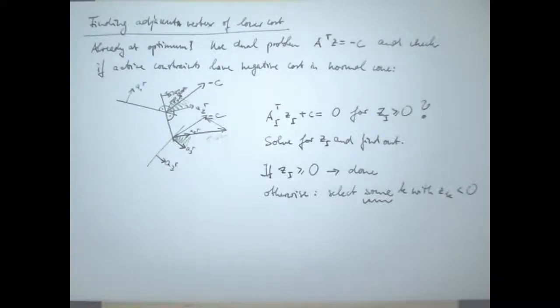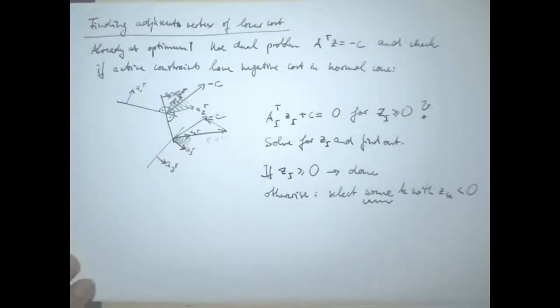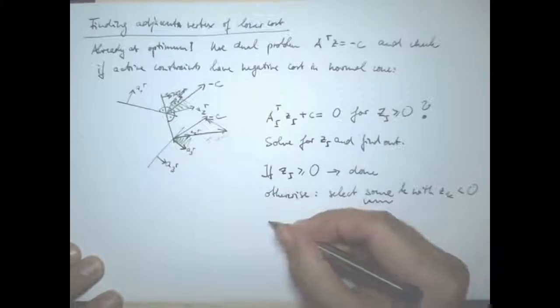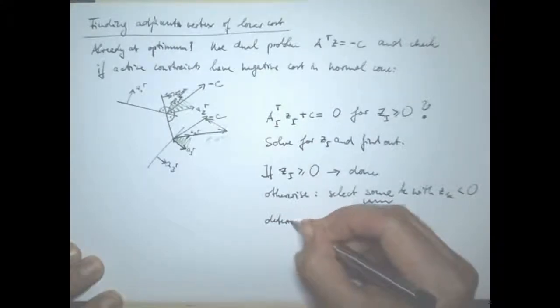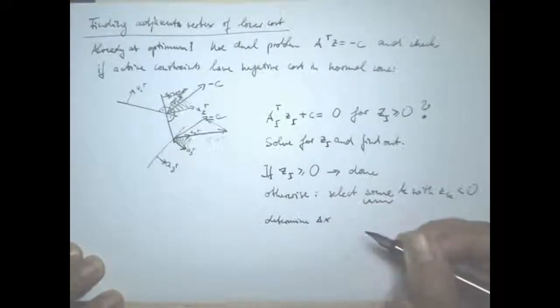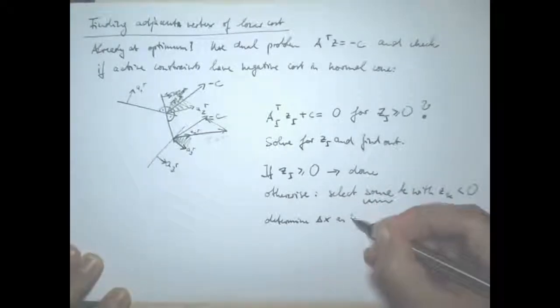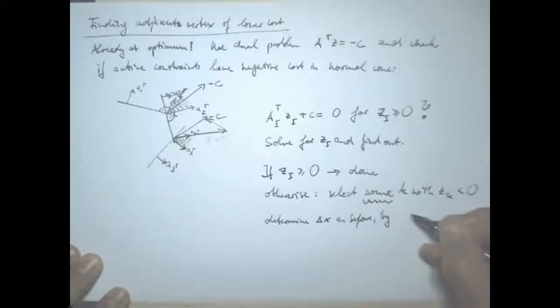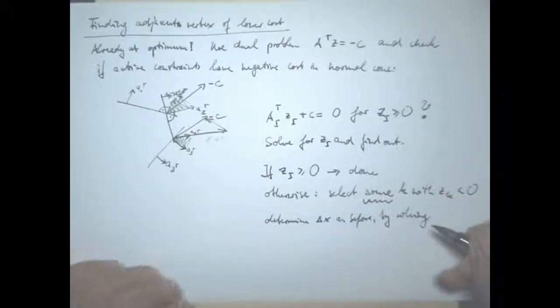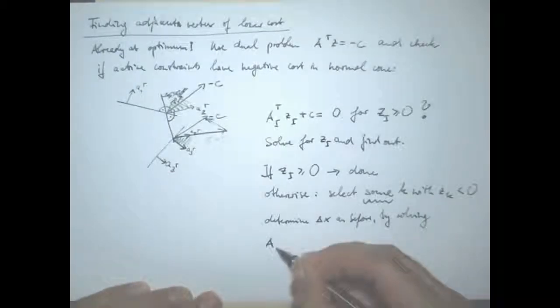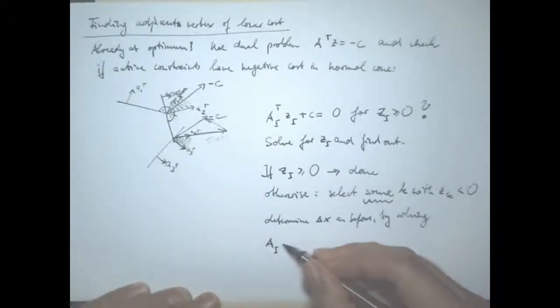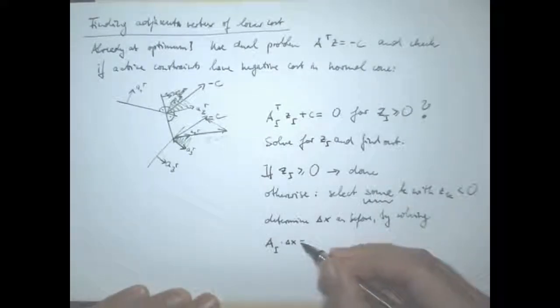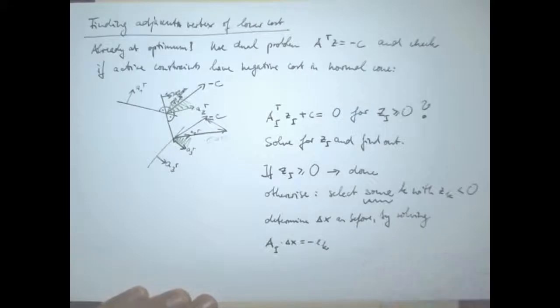Okay, now we're interested in what is going to be the cost. So we select some k with zk smaller than 0. Then we determine delta x as before, which was by solving a linear system of equations, by saying A defined on the active set only times delta x should be minus ek, where ek is the direction that we want to move away from. And then we can compute the new cost.